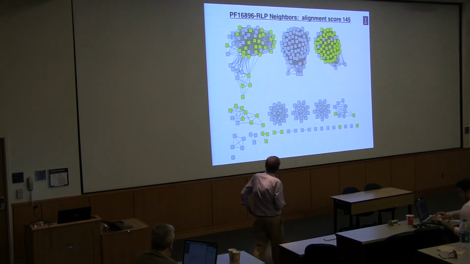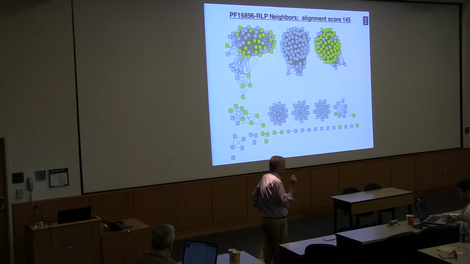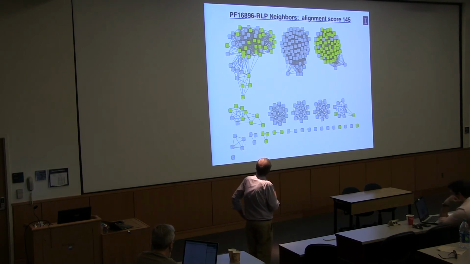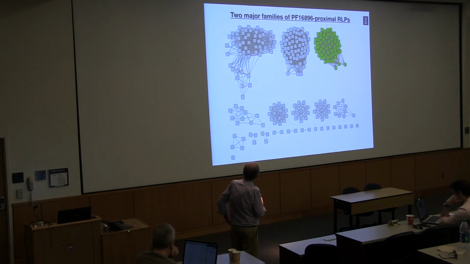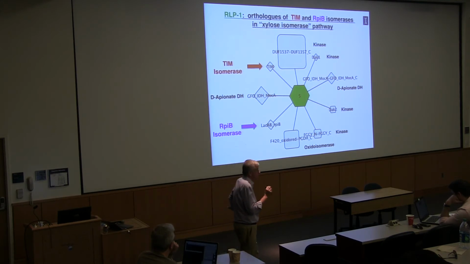So if we take that cluster and we go to a larger alignment score, that is a greater percent sequence identity required to draw edges, we get a bunch of clusters, but we get 2 major ones that are proximal to the oxidoisomerase, all right? So what are they? So this one, it turns out triose phosphate isomerase is close by, ribose phosphate isomerase close by, and there are a whole bunch of kinases. Well, I just told you about a pathway that has triose phosphate isomerase and has ribose isomerase homologues in it.